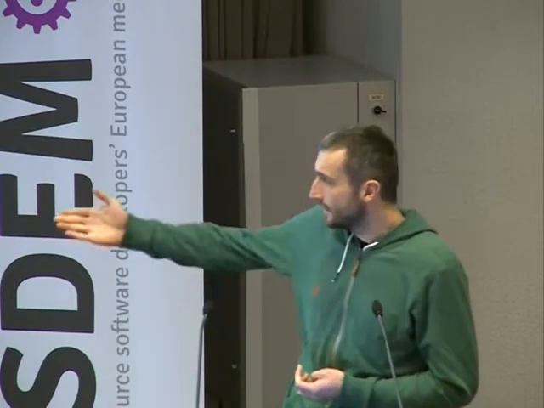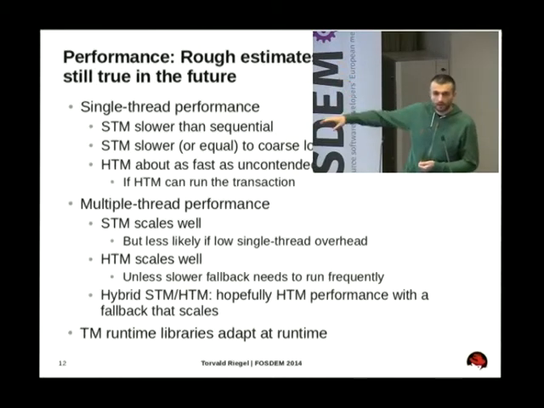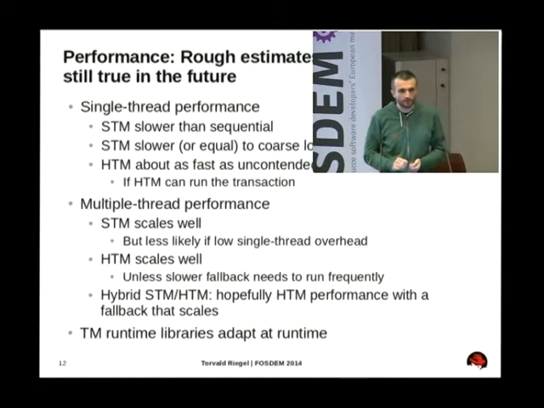And so this is why I said that hybrid STM HTM implementations will hopefully help you get the HTM performance most of the time, but still have a fallback that does not suck in terms of performance. And one point that is worth noting is that the TM runtime libraries adapt at runtime. They currently do this to a little extent, but there's a lot more that they can do. This means that of all the possibilities here, there's a good hope that the implementation will automatically pick the right thing to do, which would be very hard for programmers. Nobody wants to maintain, in a general library, 3 or 5 different synchronization mechanisms just to be high performance when it's used in different ways.